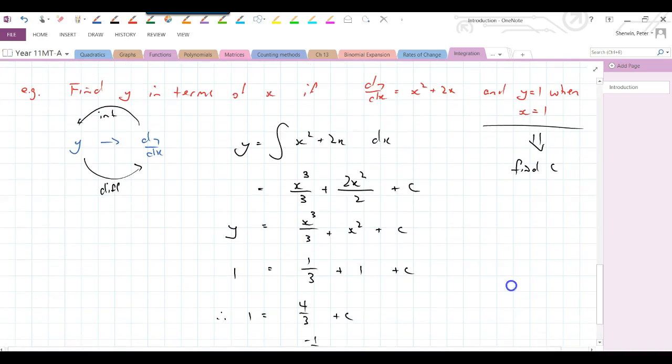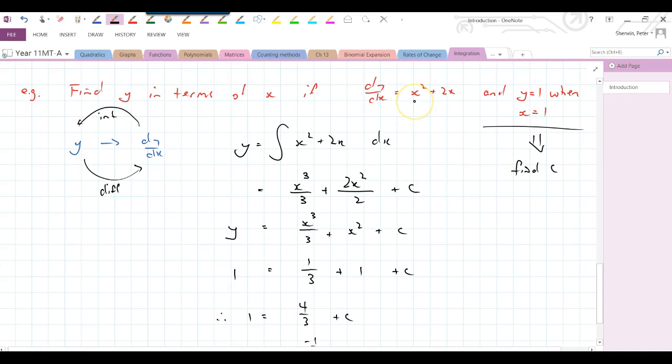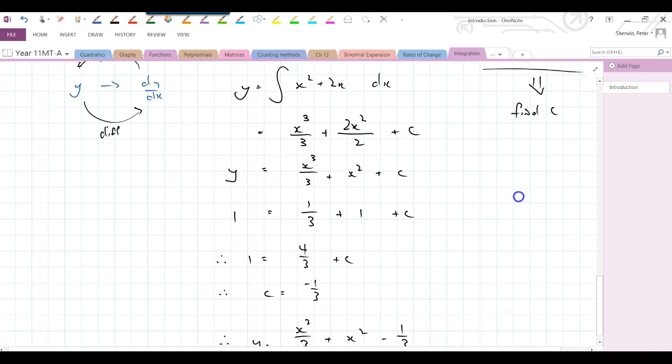So you see the process now. We're integrating to get back to the original function, and then we're making a substitution from the information we're given in order to find c.